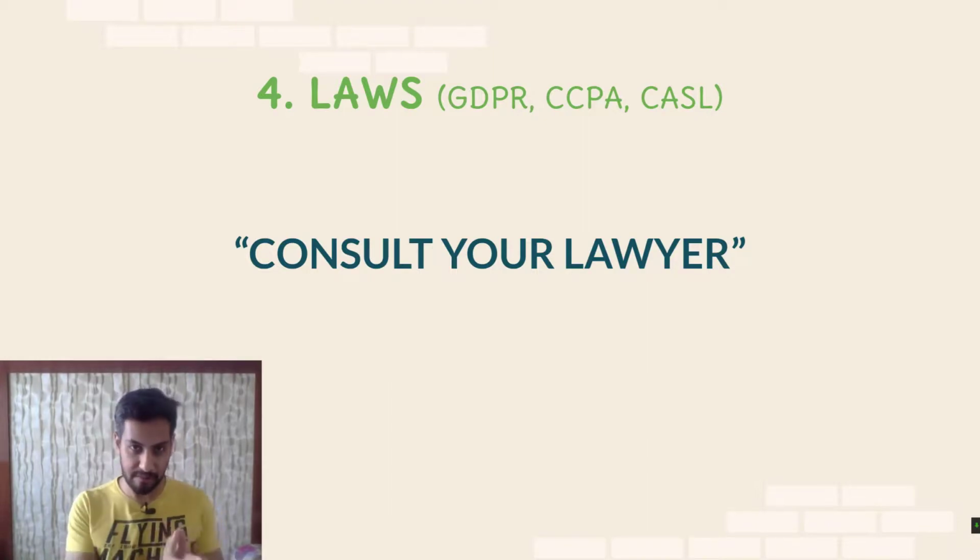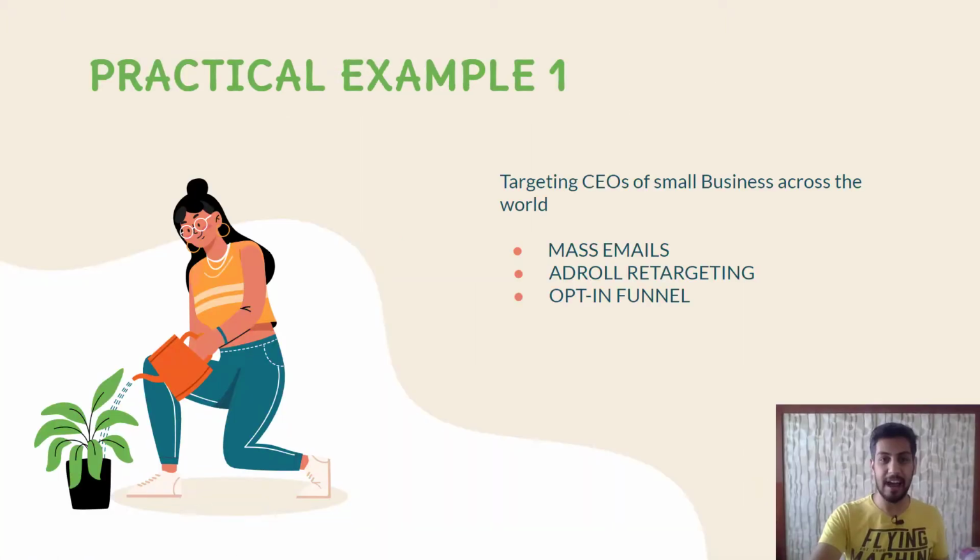You need to know which country. The most common countries are Europe, California in the US, Canada has some laws, and I think Australia also has some laws, but it basically says if you have an unsubscribe link, then it becomes a little bit easier. So yeah, these are the 4 things.